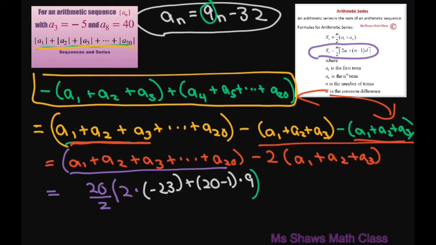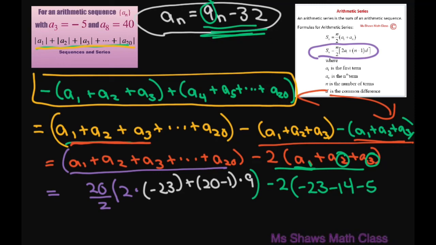All right. And then you take this part, and this is going to be minus 2, and I'm just going to substitute in 1. If I substitute 1 into this formula, I get negative 23. If I substitute 2 into the formula, I get negative 14. If I substitute 3 into this formula, I'm going to get negative 5. And the common difference is 9 again. So I just substituted in the values. So this is going to end up being, this is 10.